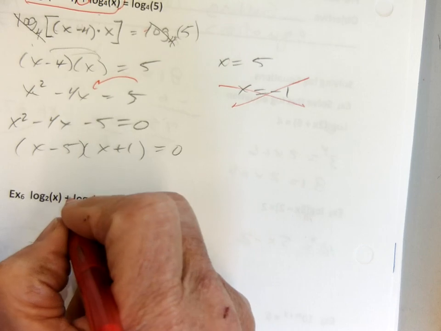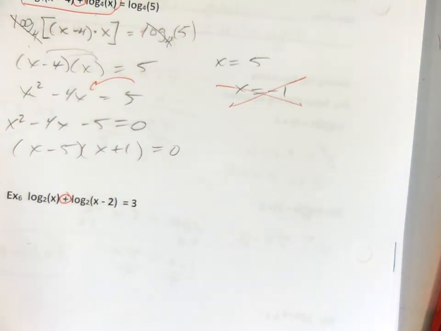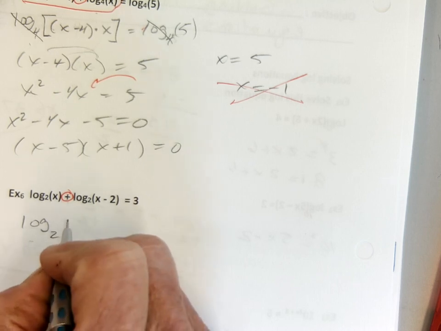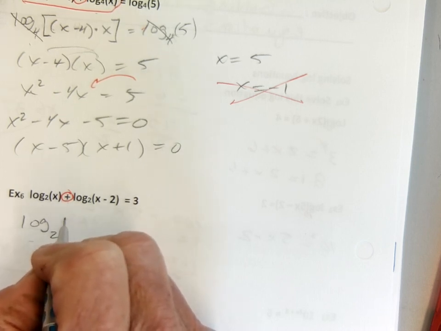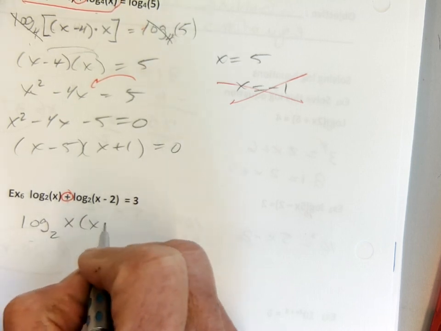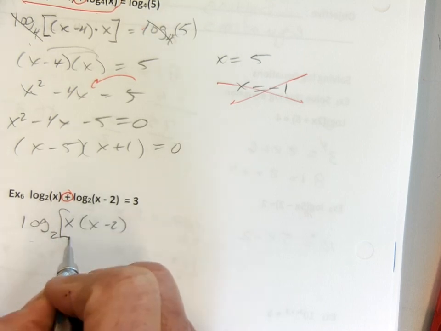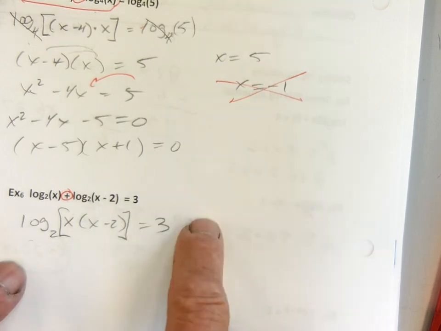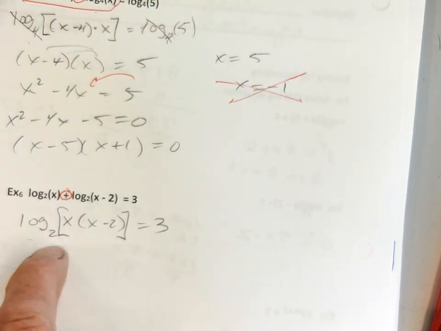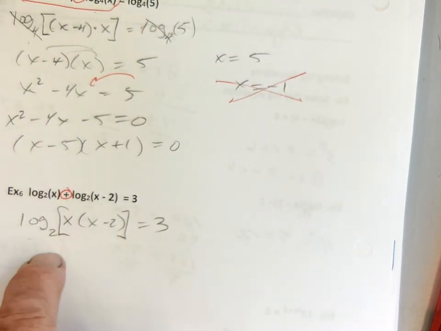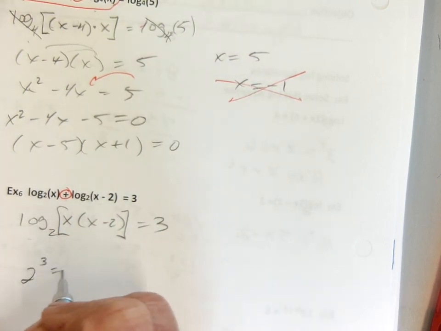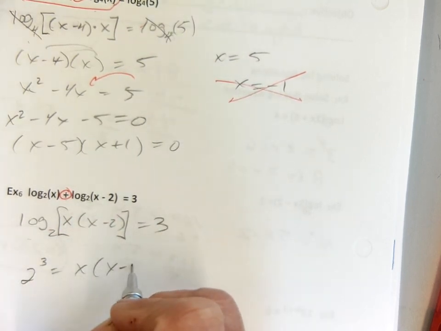Okay, now example 6 is very similar. We're going to bring them together as a single log. So I'm going to rewrite this as log base 2 of x times x minus 2 equals 3. Now I can't cancel the logs, but I can change this to exponential form. So we go to 2 to the third power equals x times x minus 2.